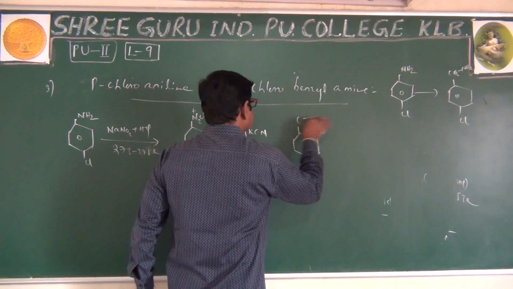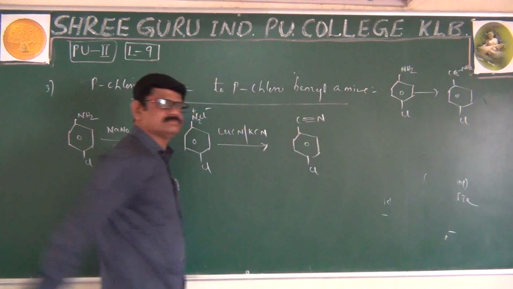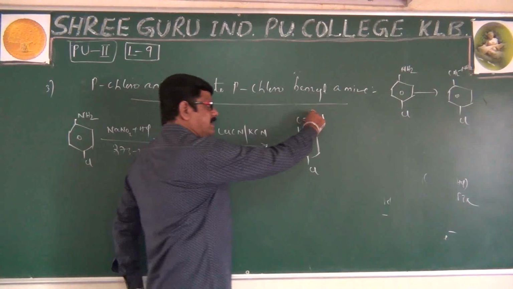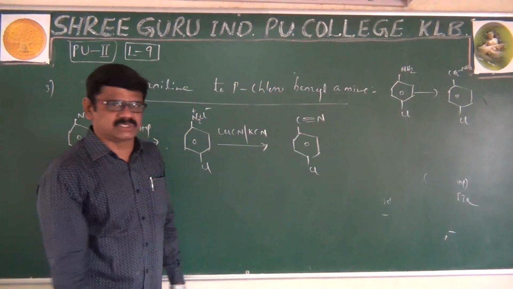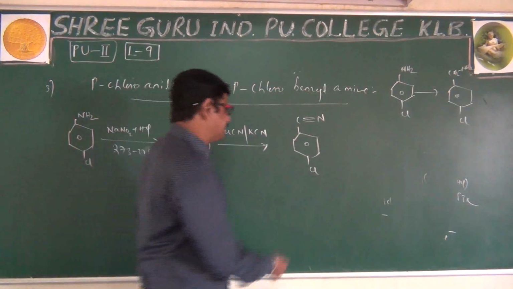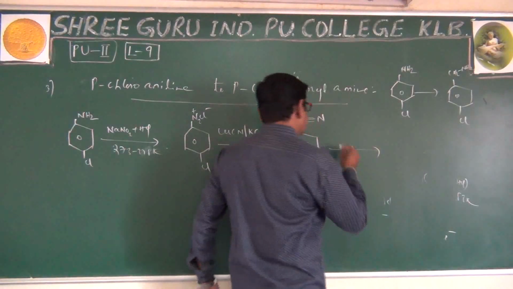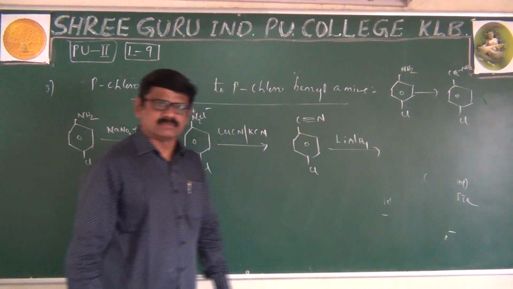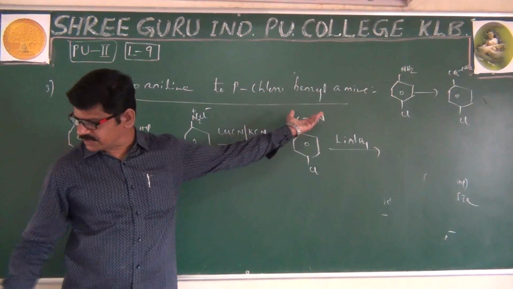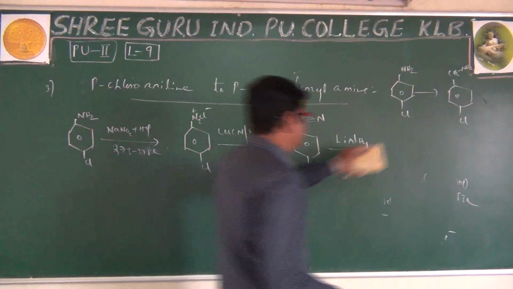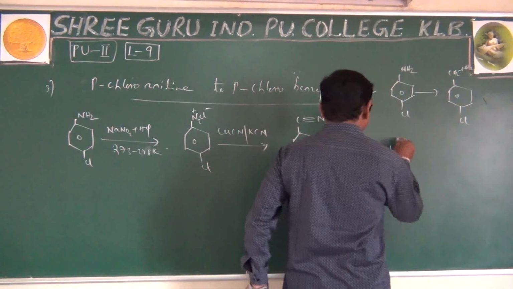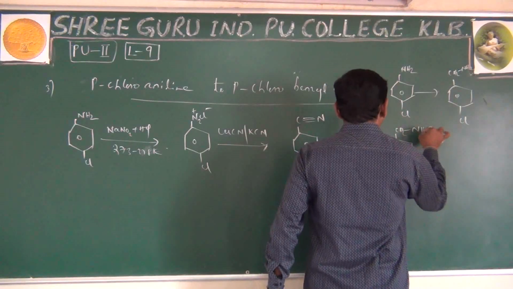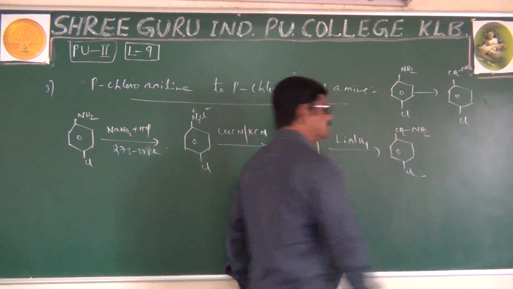That is a Cl. You can write a C triple bond here. But our target is CH2 and H2. Across the triple bond, hydrogen should add, and that is nothing but reduction taking place. For reduction we can use a reducing agent, lithium aluminum hydride, or catalytic hydrogenation also we can use, and because of reduction we will get CH2, NH2 and Cl. That's it.